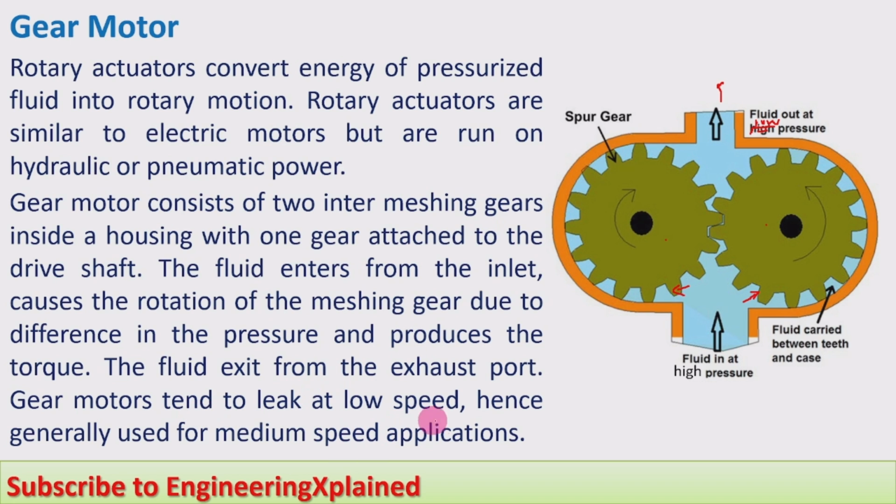Gear motors tend to leak at low speed, hence they are generally used for medium speed applications. Whatever oil is carried around the gear teeth and the housing, there may be a minute gap between them, and between the teeth of the gears also there may be a minute gap. Through that, leakage takes place at lower speeds, and therefore gear motors are used for medium speeds only, not lower speeds.